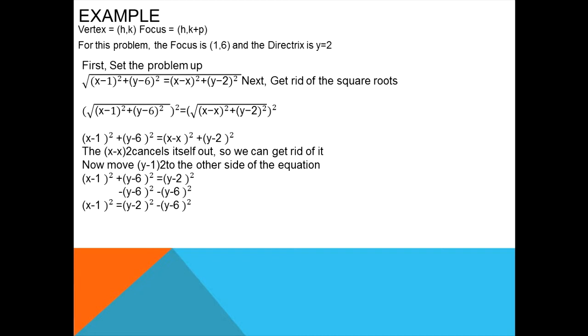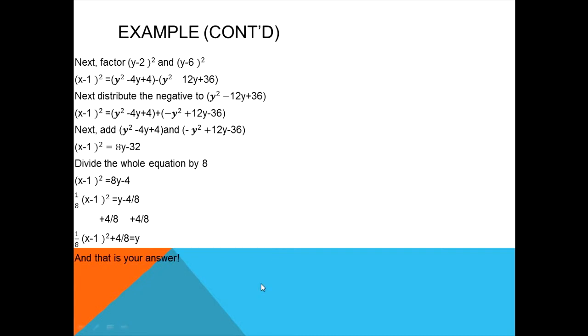We'll move on to the next step of the equation. Now, there's a lot of steps, but we're getting there. Next, we're going to expand (y minus 2) squared and (y minus 6) squared, and get (x minus 1) squared equals y squared minus 4y plus 4 minus (y squared minus 12y plus 36). A lot of number stuff, but we're almost done, as you can see at the bottom. Next should be the negative y squared, and you'll end up with minus y squared plus 12y minus 36. And then you want to add both of those together, and get (x minus 1) squared equals 8y minus 32.